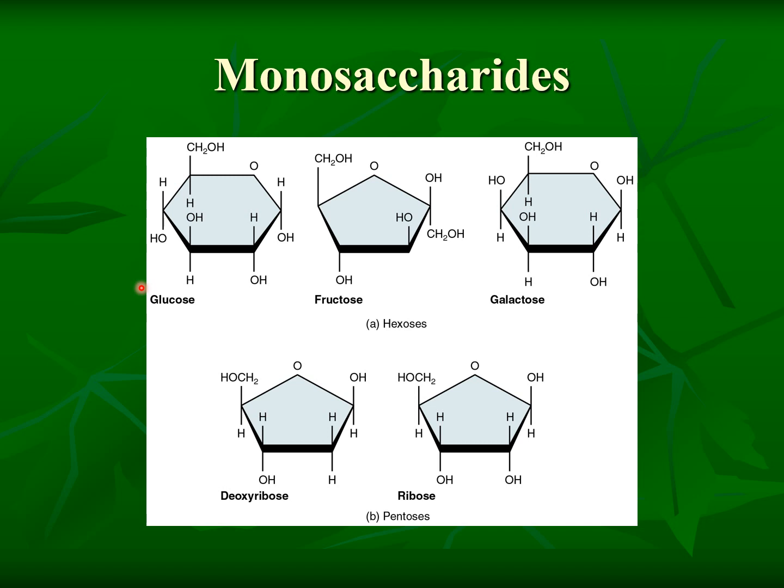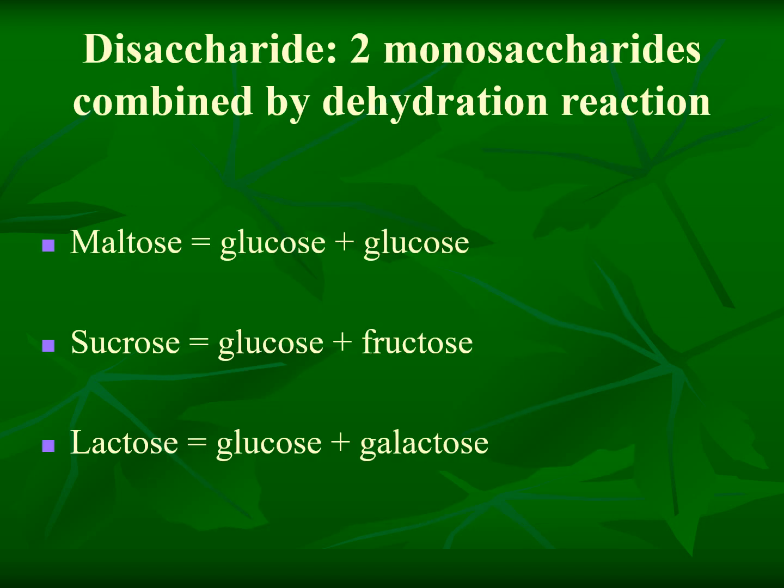Just FYI, if you're trying to count the sugars, each one of these points, if it's not marked there, that is a carbon. So you have 1, 2, 3, 4, 5, 6. And then both of these down here are your pentoses: deoxyribose and ribose. Do you have to know the structures? No, you do not. Disaccharides are when you take 2 monosaccharides and you combine them together. The most common examples are maltose, where you take 2 glucose molecules and combine them together.